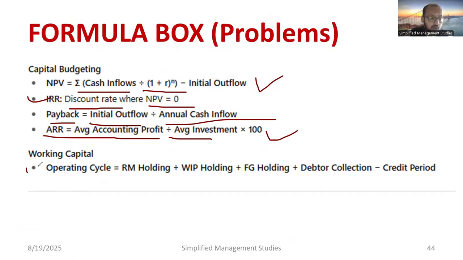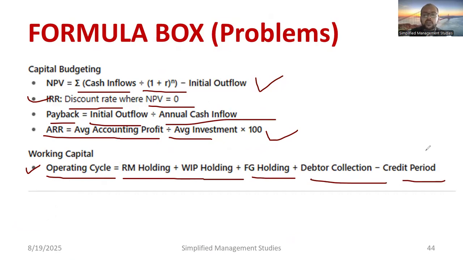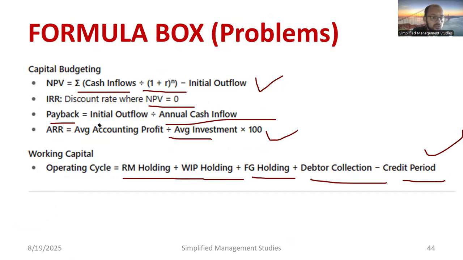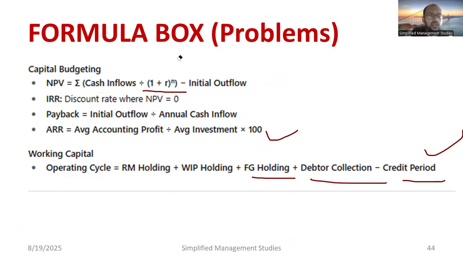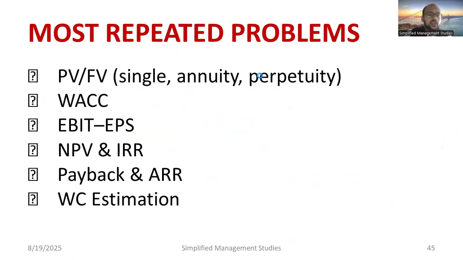In working capital, one of the important formulas is the operating cycle, which is equal to RM holding period plus WIP holding period plus FG holding period plus debtor collection period minus credit period. So these are the important formulas you must remember. In the coming video, I'm going to elaborate each and every definition in a single sheet. This will be really helpful for clearing the subject.